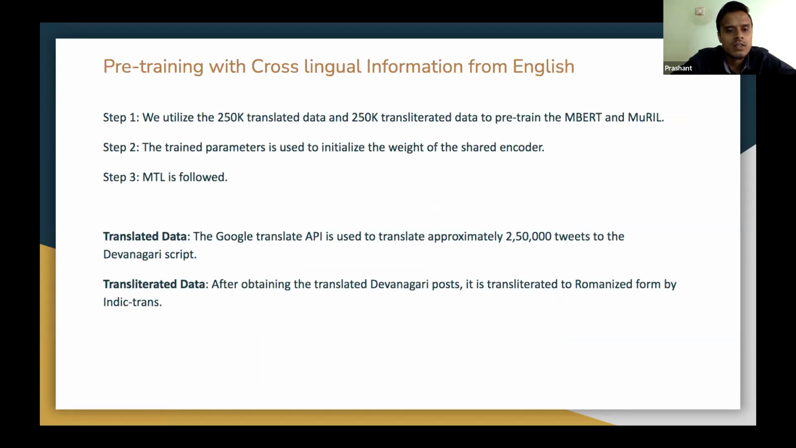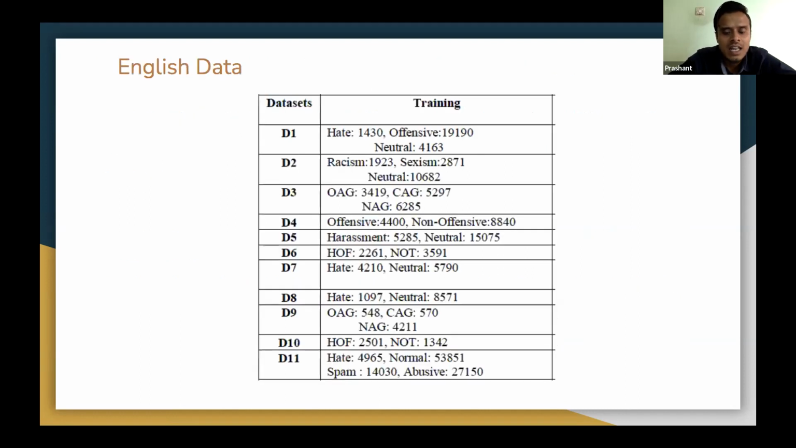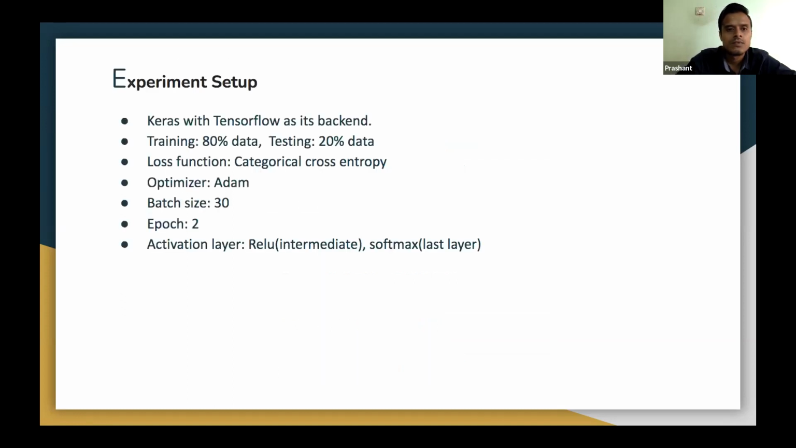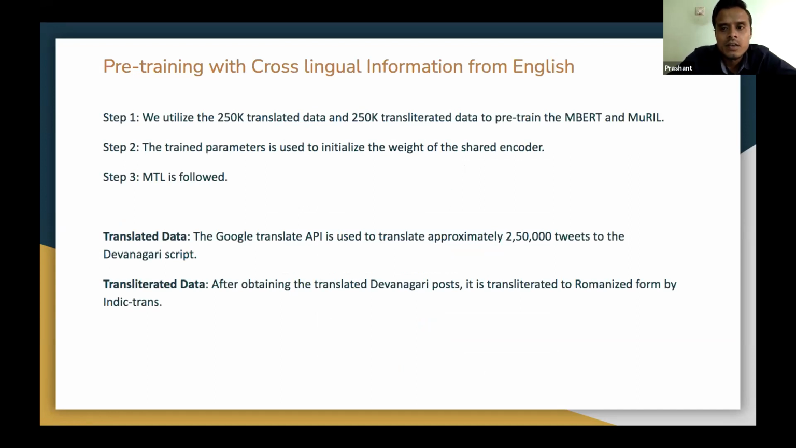The last 2 models consist of utilizing the cross-lingual information from English. So here, what we are doing is that we are using these 11 English data sets classified into different hateful subclasses. You can see that all these different data sets have been classified into hate, offensive, racism, sexism, overtly and covertly, then harassment, then abusive, as well as spam. So we translated all these English data sets into Hindi by using Google Translate, and then these 250 translated Devanagari script posts were further transliterated into romanized Hindi by using IndicTrans.